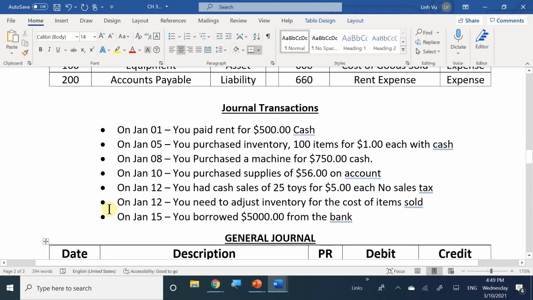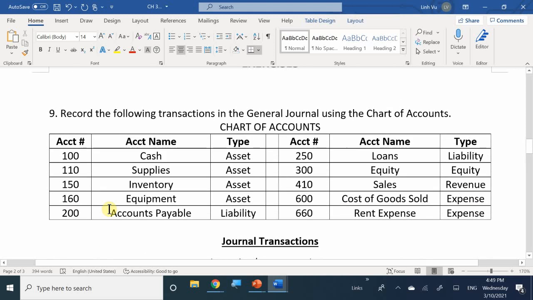So in this case, how much cash did I receive from the sales? You got $125, right? 25 times 5 is 125. So in this case, am I increasing my cash or am I decreasing my cash? You're increasing, and I'm going to increase it with a debit, okay?